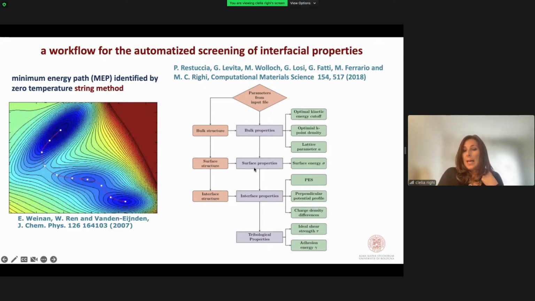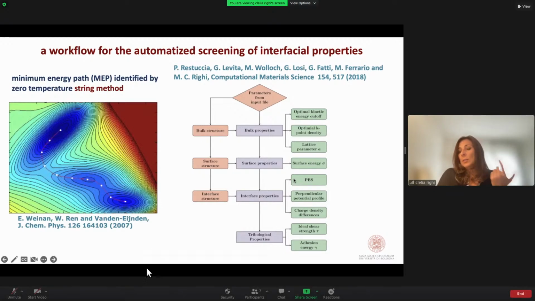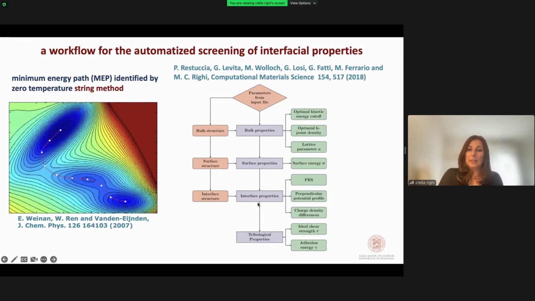Then the surface properties are calculated. In particular, the surface energy is obtained, and the thickness of the slab that is used to model the surface is automatically optimized by converging the calculated surface energy. And then the interface is automatically constructed, and tribological properties such as the adhesion and the shear strength, but also electronic properties such as the electronic charge displacement that I will describe later, are automatically computed.